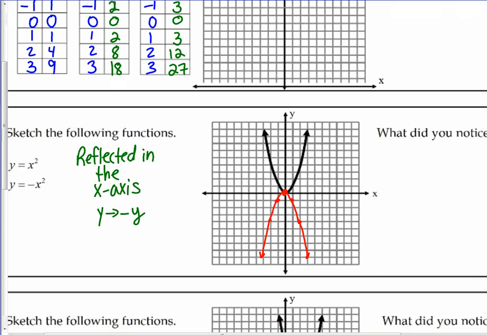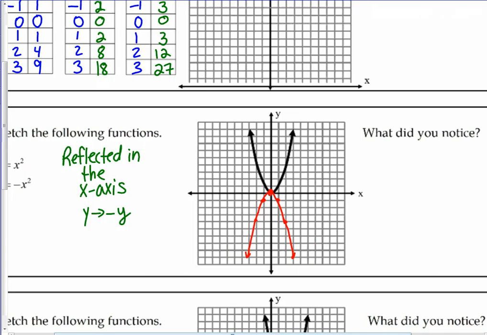Exactly. Okay, so we say the y became negative y. We call this a reflection in the x-axis. And so if a is greater than 0, it's going to open up. Meaning if a is positive, it opens up. If a is less than 0, it opens down. Pretty simple, okay? So we're going to turn the page when you got that down.